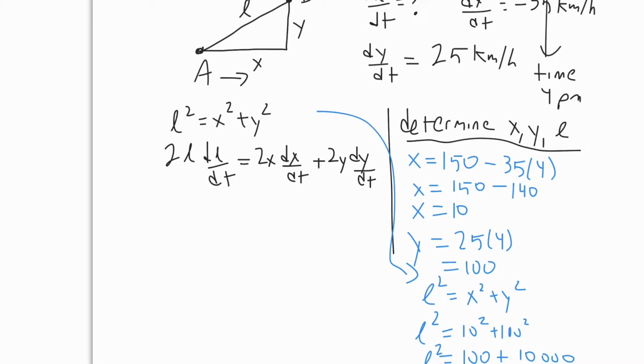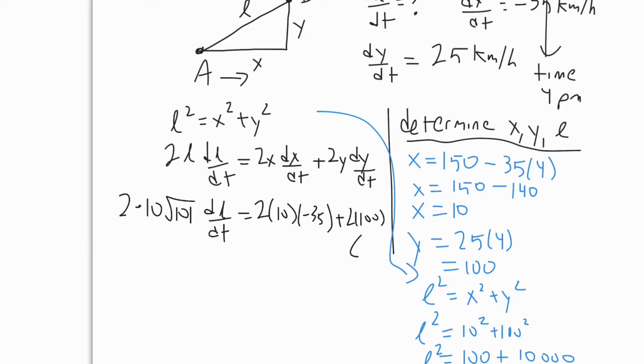So we have 2 times 10 root 101 dL/dt, we don't know, and that's okay because we're actually trying to find dL/dt. 2 times 10, dx/dt is negative 35, plus 2 times 100, and then dy/dt is 25.